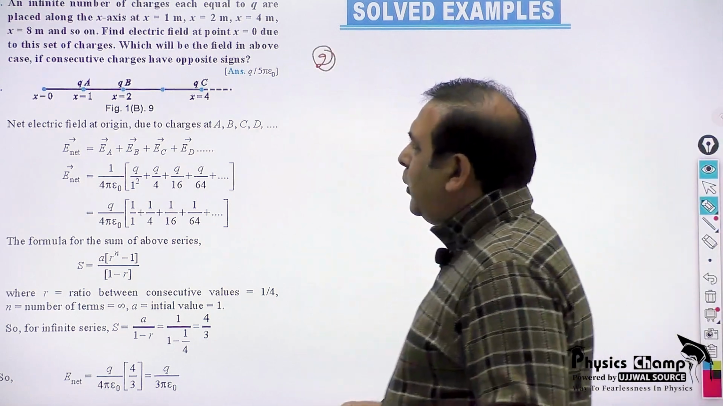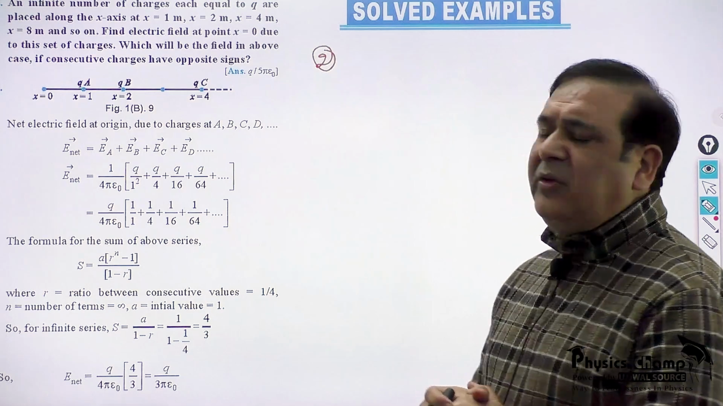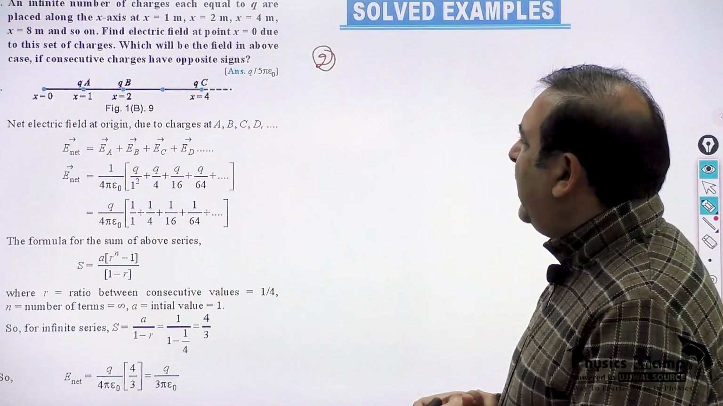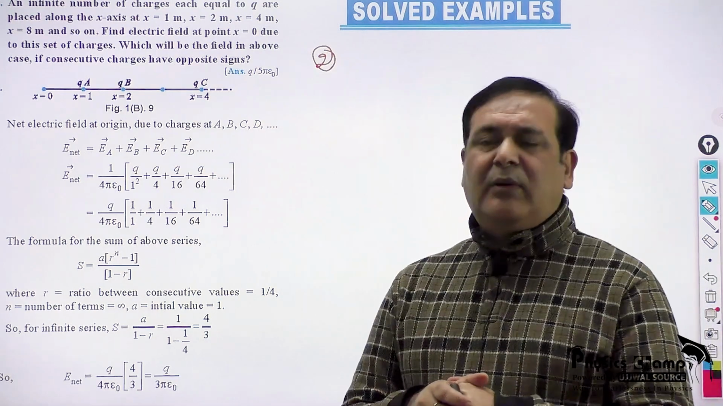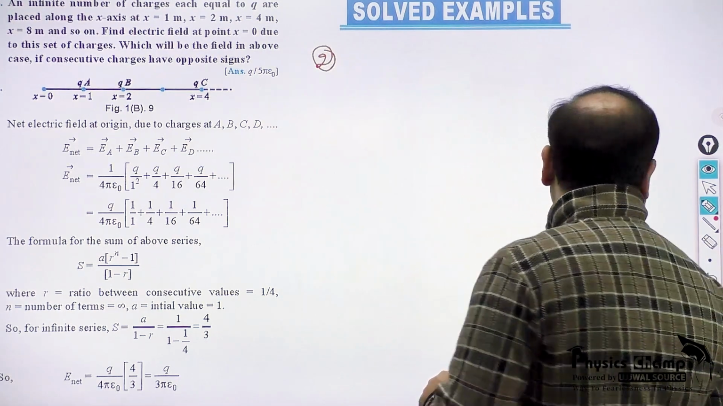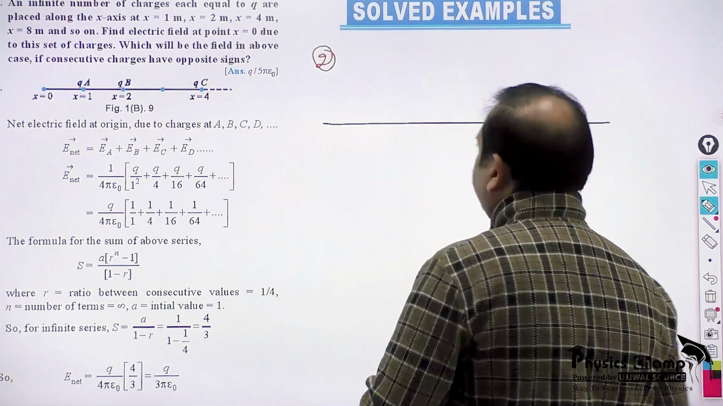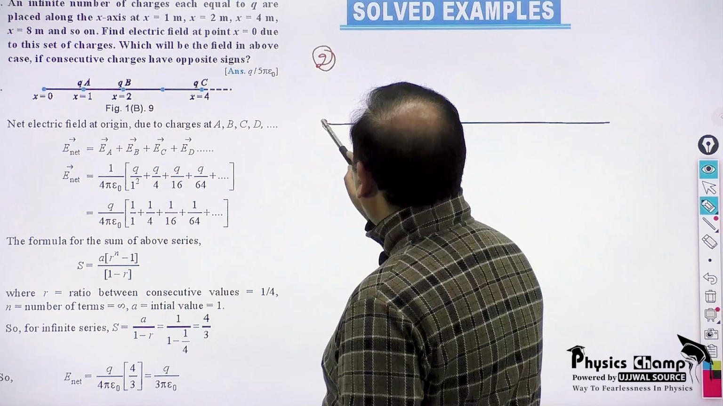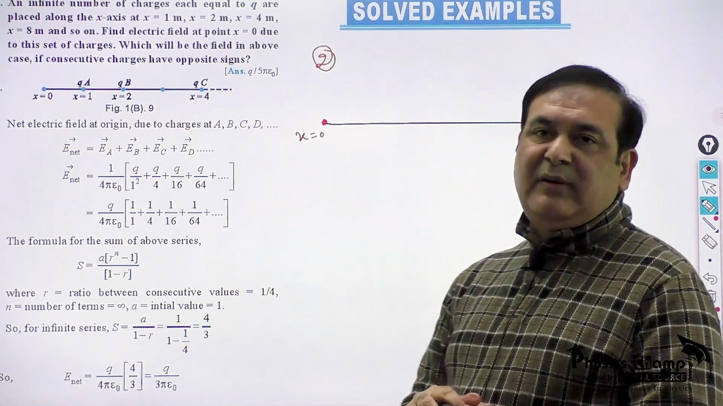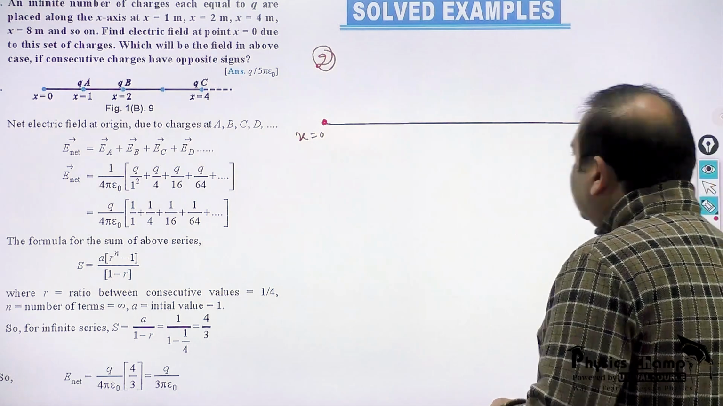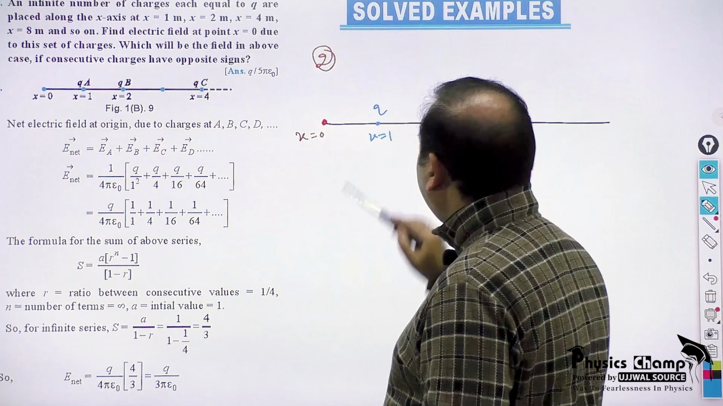Question number 2 is about an infinite number of charges each equal to q placed along the x-axis at x equal to 1, x equal to 2, x equal to 4, x equal to 8, and so on. So the situation is that this is x equal to 0 and no charge is placed here. The first charge is placed here at x equal to 1, a charge q.